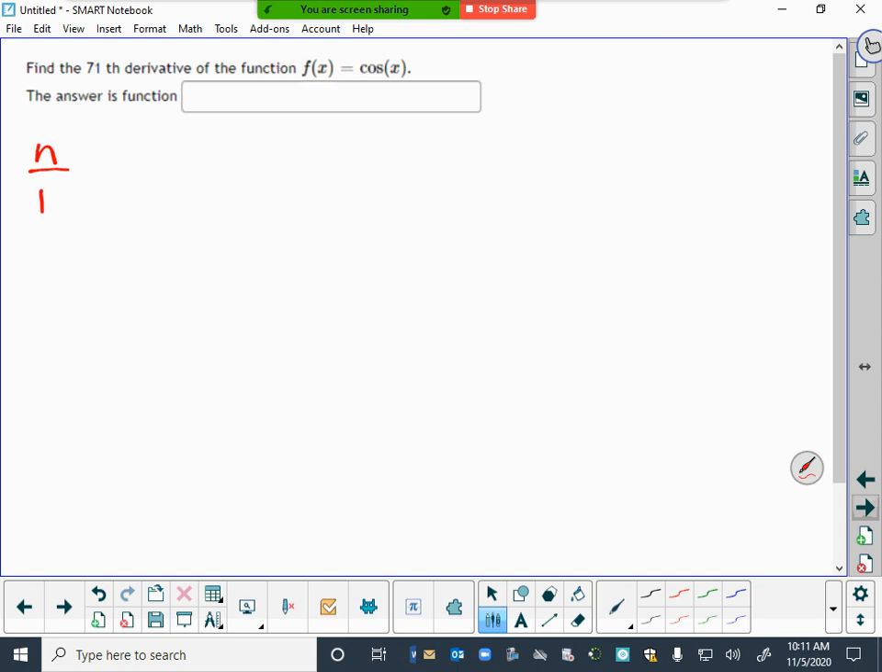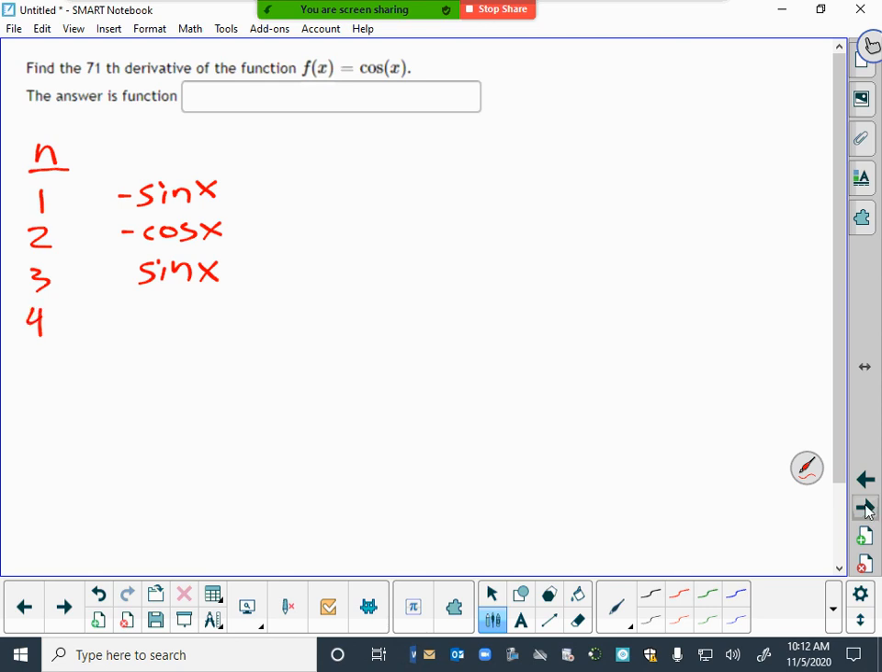So the first derivative of cosine is going to be negative sine. The second derivative is the derivative of that. So the derivative of sine is cosine. We have a negative in front, so this is going to be a negative cosine. The third derivative is going to be sine, because the derivative of cosine is negative sine, and this says change the sign on the negative cosine.